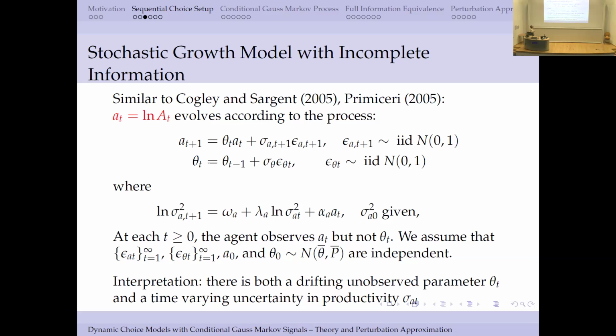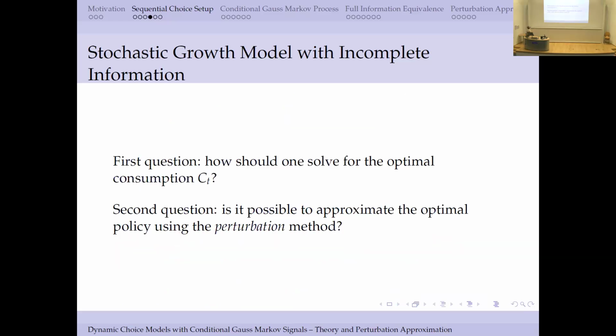So there's an unobserved drifting parameter in this model together with this time varying uncertainty in productivity. All right, so the goal is to first solve for optimal consumption in this model, and then second, to wonder whether we can approximate the optimal policy using the perturbation method. So those are two questions.